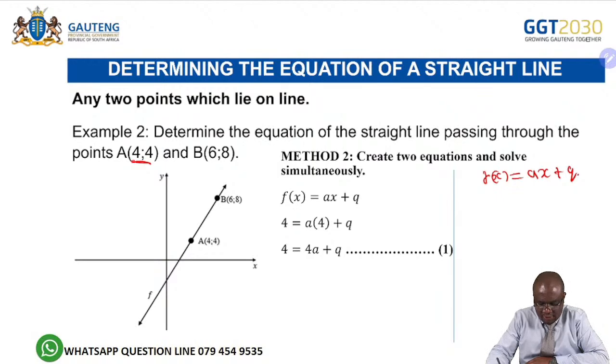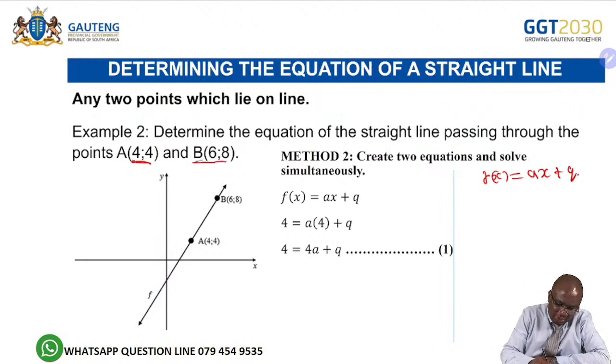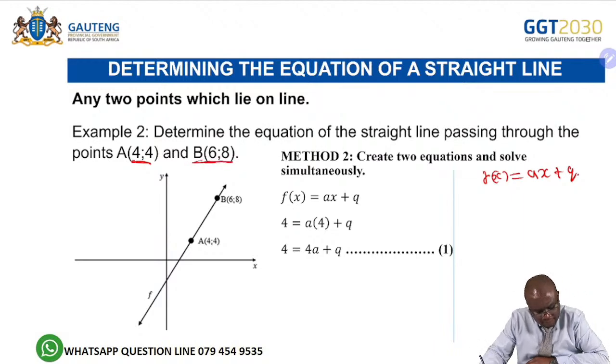Equation 1, you're copying. Try to be fast so that we can finish what we've planned. And then, can we go to equation 2? We're going to use point B to create equation 2.